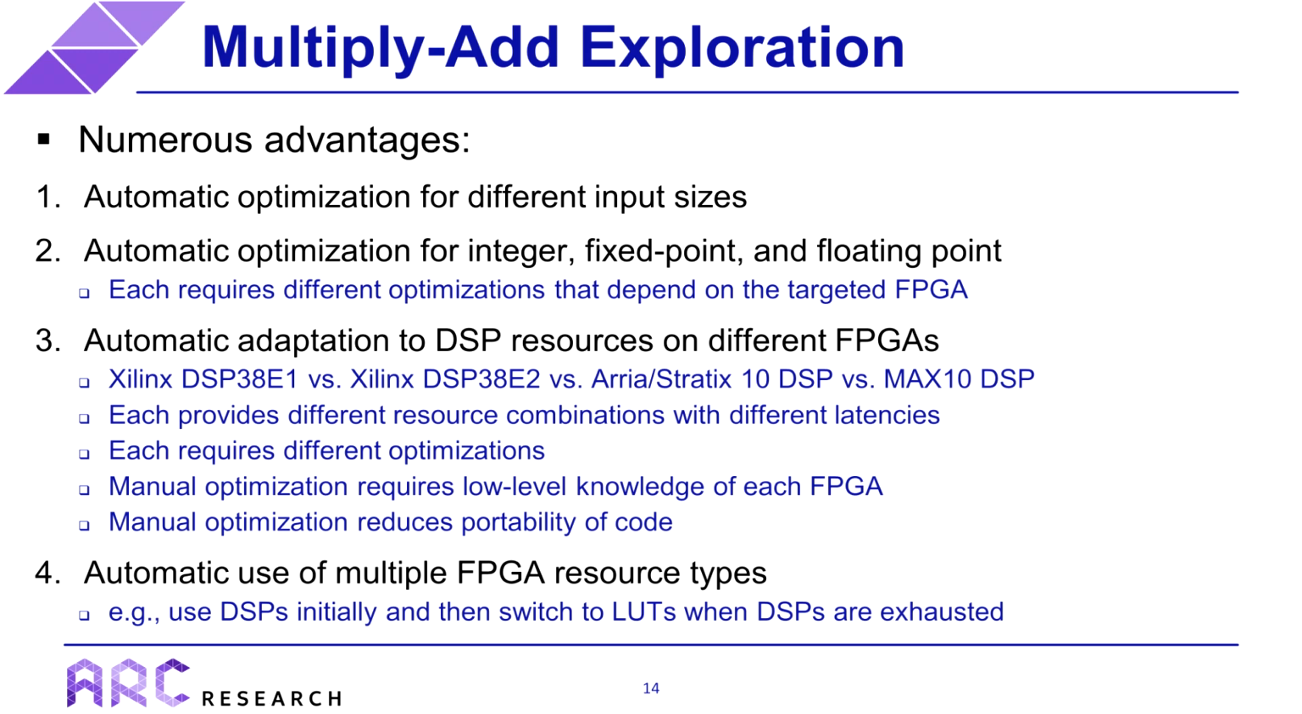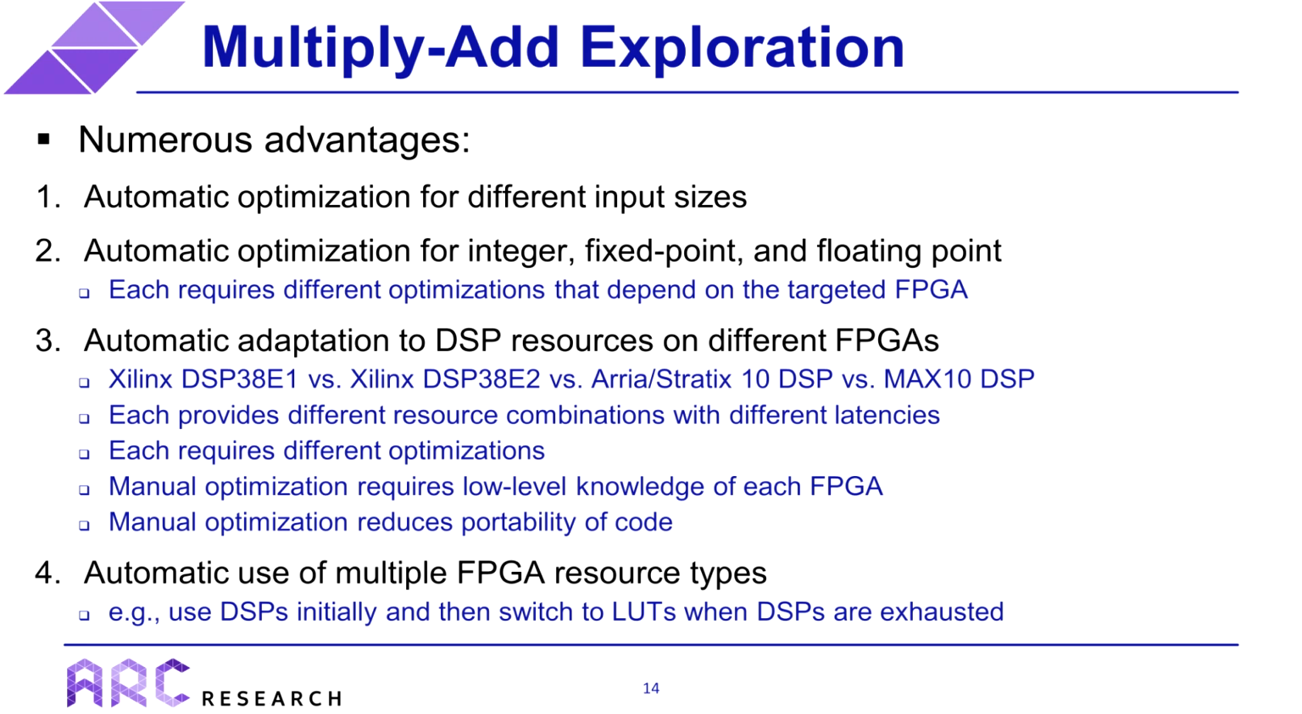It is also able to automatically optimize for different data types. So we just saw examples of floating point implementations, but if we were to look at integer or fixed point, we would likely see significantly different implementations discovered during exploration, which is important because different resource types on different FPGAs require different types of optimizations.